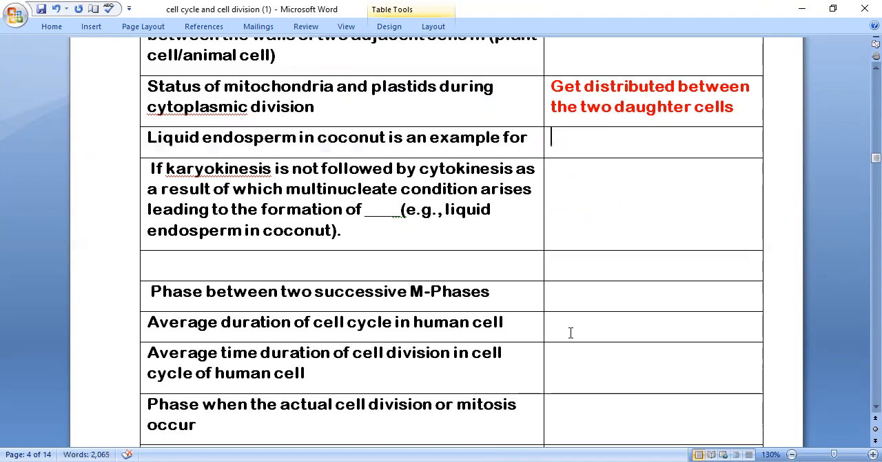Liquid endosperm in coconut is an example of the syncytial condition. If karyokinesis is not followed by cytokinesis, a multinucleate condition arises, leading to the formation of syncytium.